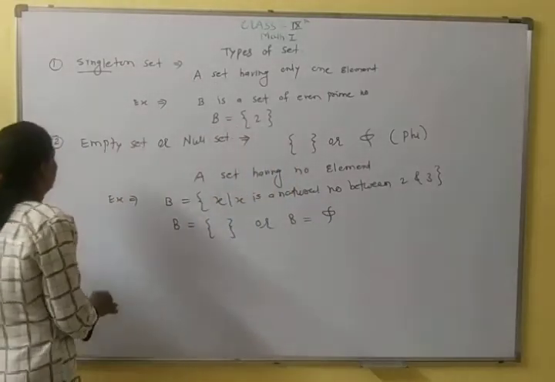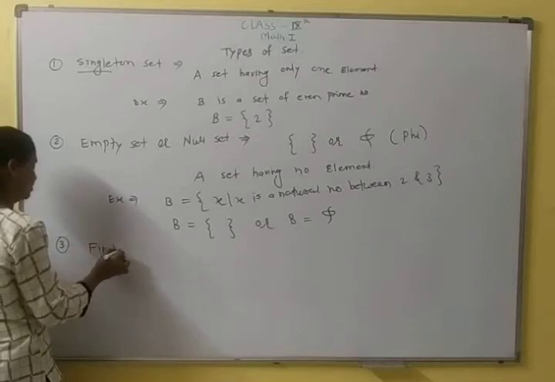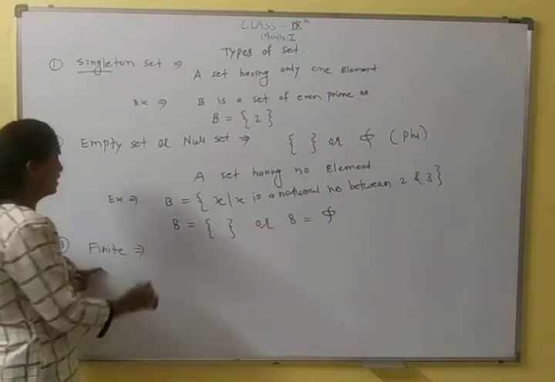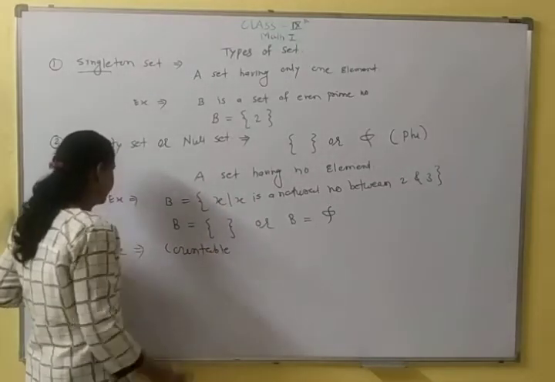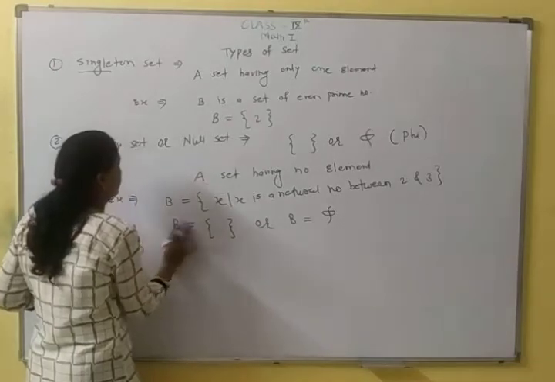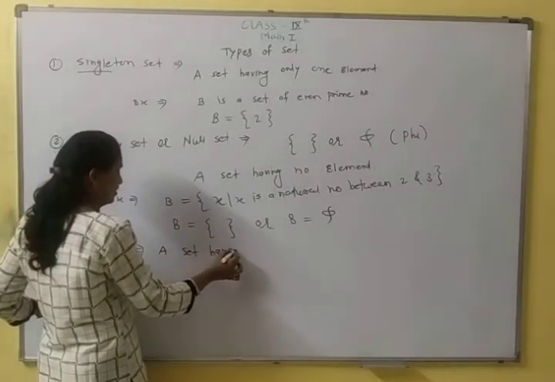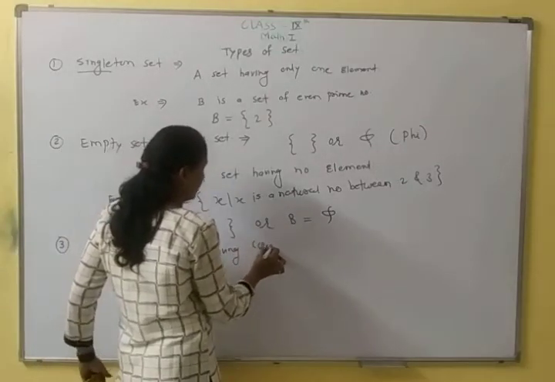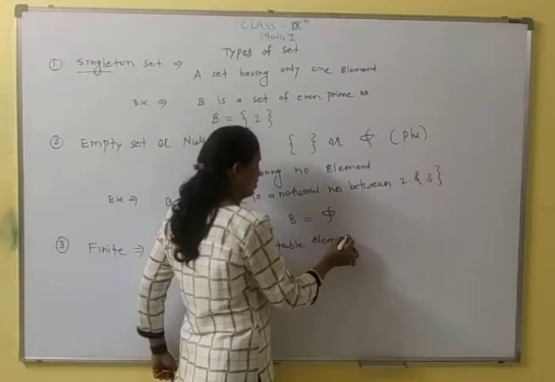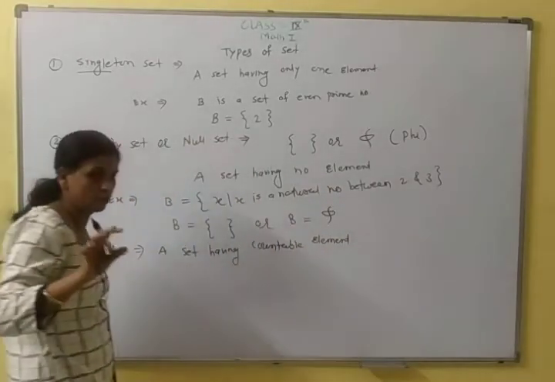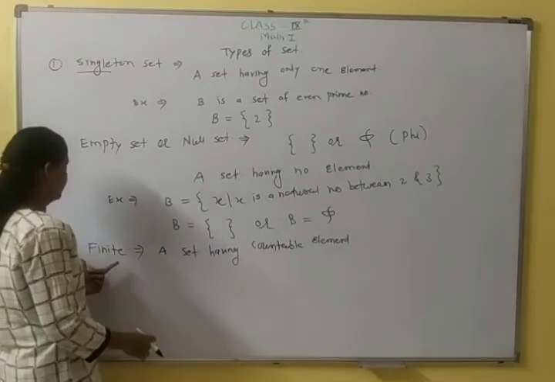Okay, third point is finite or infinite. You know what is meant by finite. Finite means countable. A set having countable elements, elements that we can count, 1, 2, 3, 4 up to 10, is called a finite set.